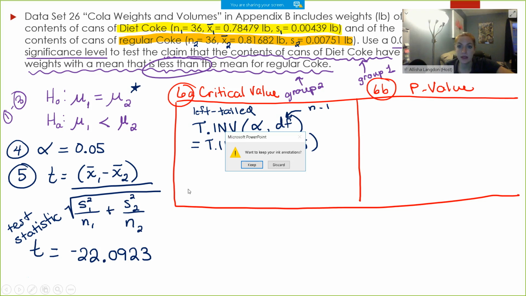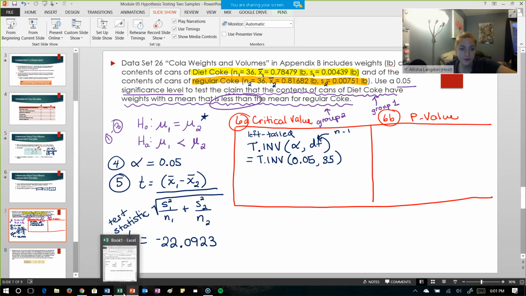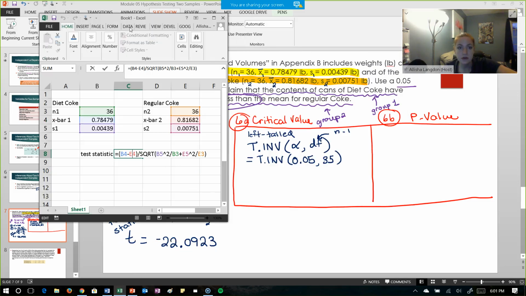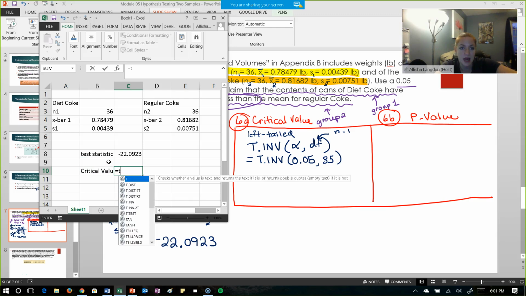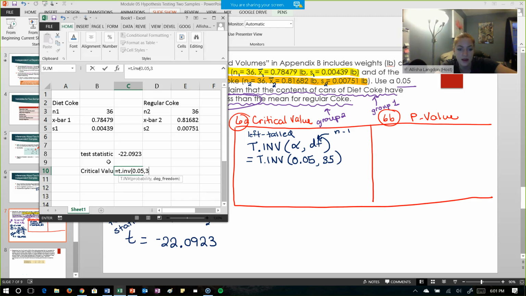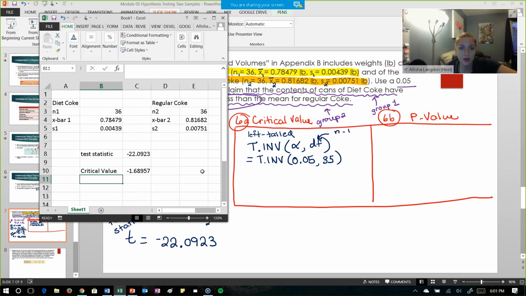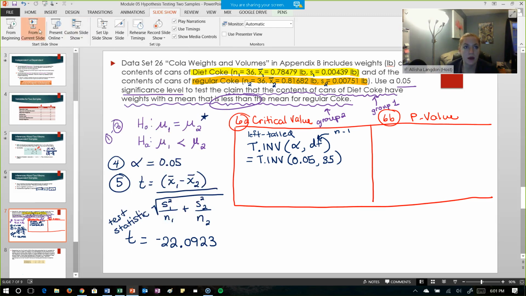Okay, so let's calculate our critical value. Sorry, I'm really into sound effects today, apparently. So critical value equals T.INV of probability 0.05, comma 35. Hit that enter, and it looks like our critical value is negative 1.68957.